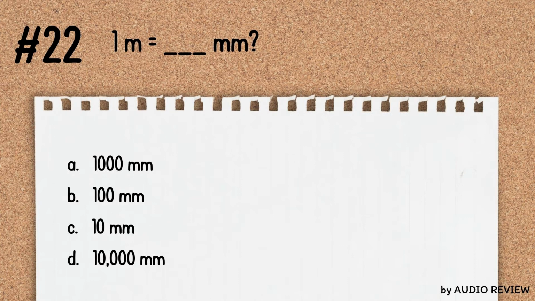Question number 22. How many millimeters are there in 1 meter? A. 1,000 millimeters. B. 100 millimeters. C. 10 millimeters. D. 10,000 millimeters. The answer? It's A. 1,000 millimeters. Remember that 1 meter is 1,000 millimeters. Again, 1 meter is 1,000 millimeters.